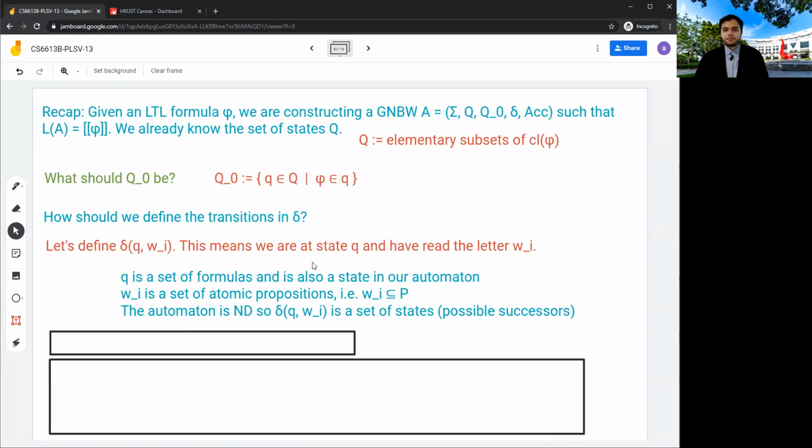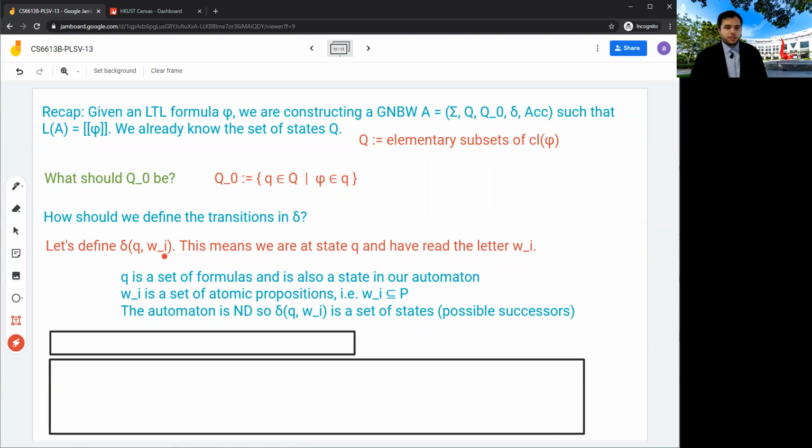Okay, what's next? We also have to define transitions. We have to define the edges in the automaton. We have to define the function delta. Okay, let's try to do that. Let's say that I want to define delta of Q and Wi. What this means is that I'm standing at state Q of my automaton, and I have read a letter Wi.